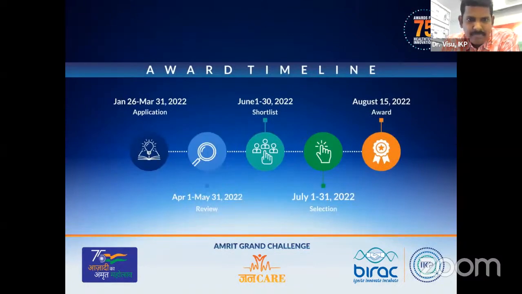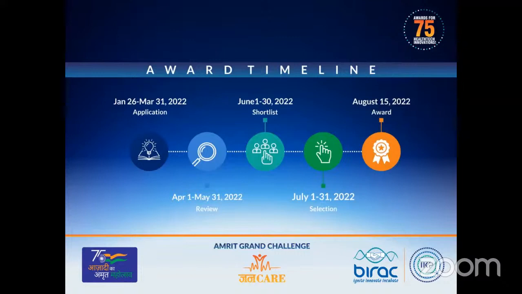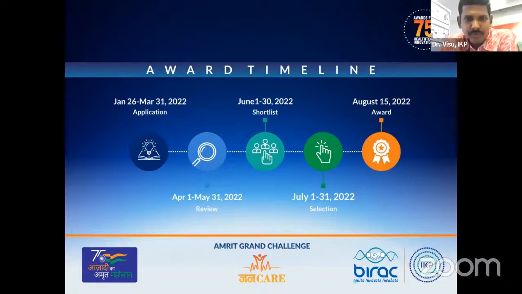The timelines are given here. The applications are open on January 26 and they will be open until March 31st. Here I want to mention one point in the application for the early stage innovators, that is the idea stage. Certain fields are optional. You can fill in simple answers with what you have. For the essential things, you need to have a very detailed answer as requested. By July 31st, we will be informing the shortlisted candidates for the interviews. And by August 15th, the final list will be ready.